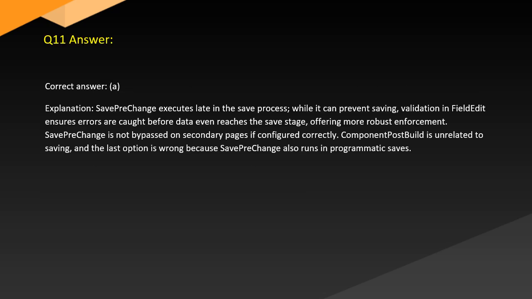Answer. Correct answer, A. Explanation. Save pre-change executes late in the save process. While it can prevent saving, validation in field change ensures errors are caught before data even reaches the save stage, offering more robust enforcement. Save pre-change is not bypassed on secondary pages if configured correctly. Component post-build is unrelated to saving, and the last option is wrong because save pre-change also runs in programmatic saves.